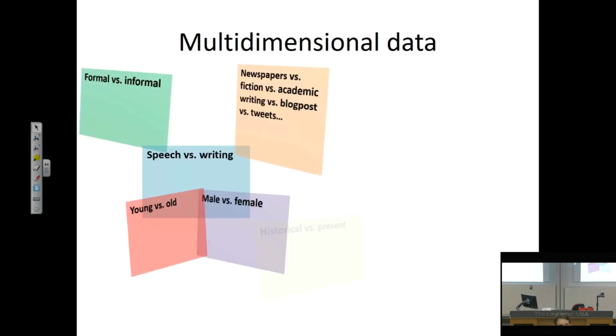Okay, where do we start? Well, the first point to realize is that our linguistic data is multidimensional. Right? There are so many different aspects about our data when you think about it. Well, just a few examples. We can look at speech versus writing, formal versus informal. We can look at a range of genres or registers, from newspaper, fiction, academic writing, Twitter language, and all sorts of uses of language in different contexts.